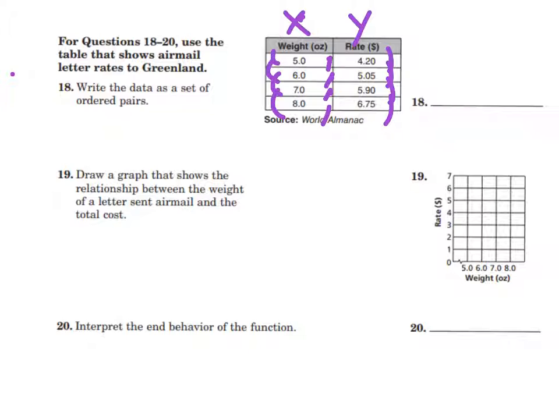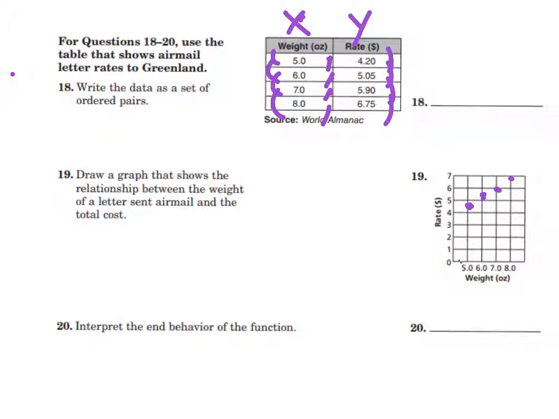Okay, so now you're supposed to draw a graph that shows the relationship between the weight of a letter sent airmail and the total cost. Well, I'm pretty sure that I'm going to go over here to where it says 5, and I'm going to go up to 420, which is going to look a little bit off with my large points. 6 is 505, 7 is 590, and then 8 is 675.